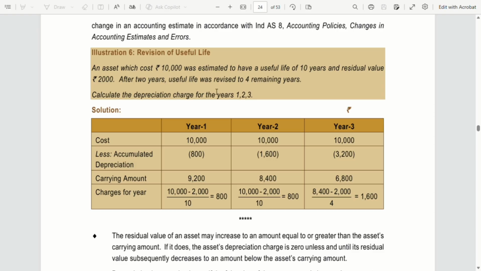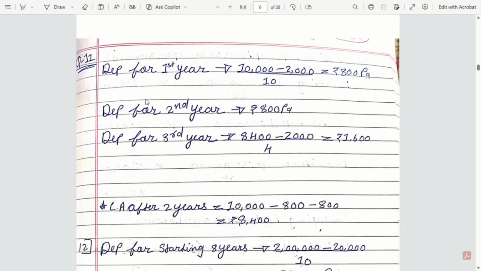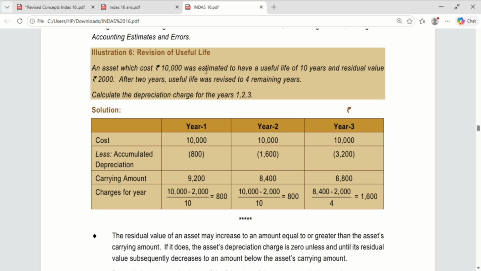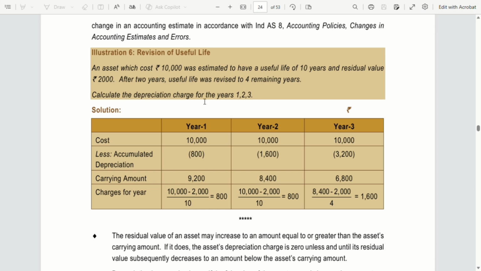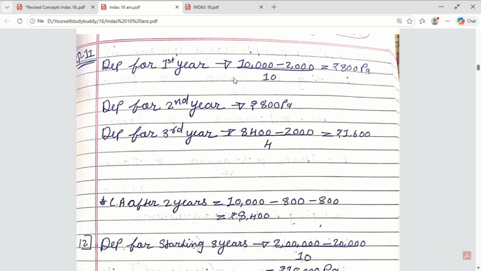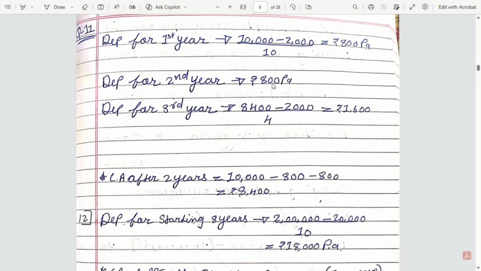So okay, let's bring the carrying value till second year. Here it is. So depreciation for the first year; also in the question they have asked us to calculate the depreciation of first, second and third. So we also have to calculate the depreciation of each year. So 10,000 minus residual value divided by useful life, we got 800 per annum depreciation for first year. For second year it will be the same.